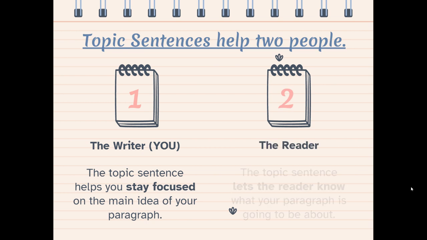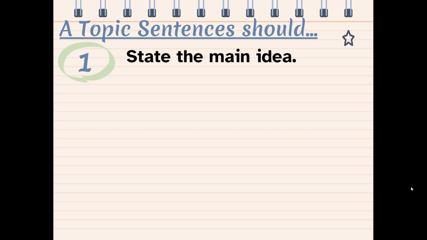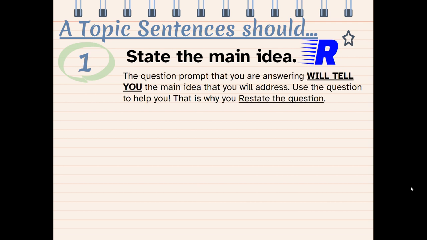It also helps the reader. The topic sentences let the reader know what your paragraph is going to be about. No guesswork. Let them know immediately what your opinion is, what your answer is. So a topic sentence should state the main idea. That's the R. The question prompt that you are answering is going to tell you the main idea that you address. Every single question that you will ever answer, ever, is asking about something specifically. That's the main idea. That's what you are going to address.